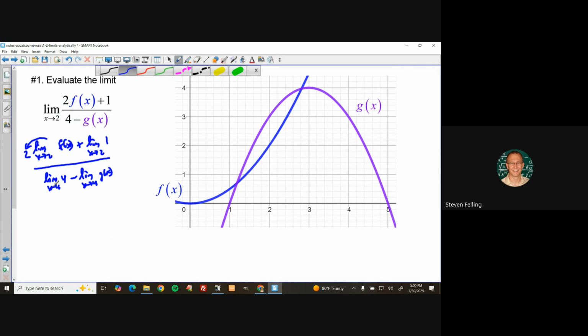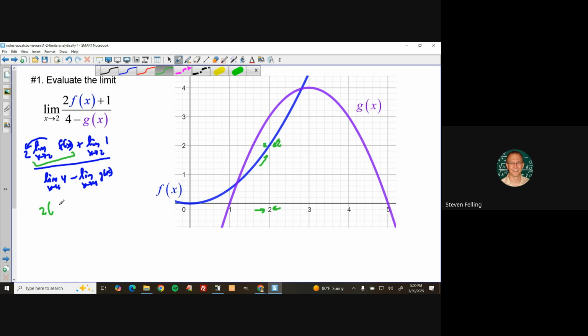Okay, so let's evaluate each of these things. I'll switch colors here. This is a 2. This limit as x approaches 2 of f of x, I'm going to evaluate graphically. So as x approaches 2 from the left and the right, the blue function here is the f of x function. It looks to me like that is approaching 2 from both sides here.